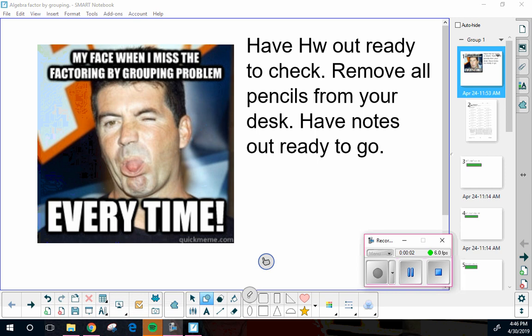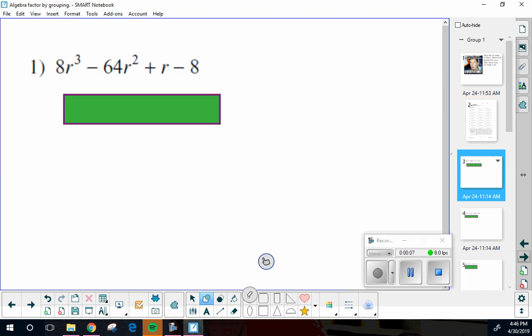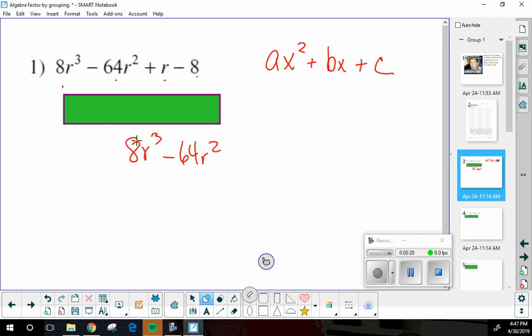Okay, today we are going to learn how to factor polynomials by grouping them into groups that we can factor common factors out of. So on this one, you'll notice that this is 4 terms. So what we've been doing are ax squared plus bx plus c. And notice this is 1, 2, 3, 4 terms. So we're going to factor it differently.